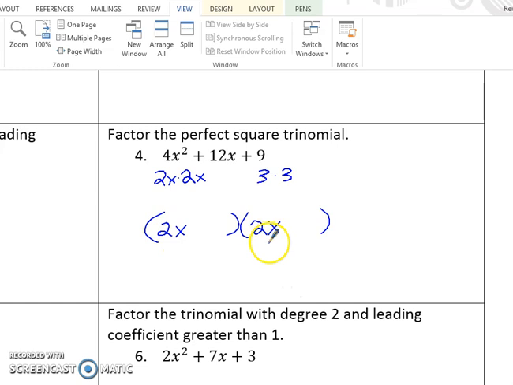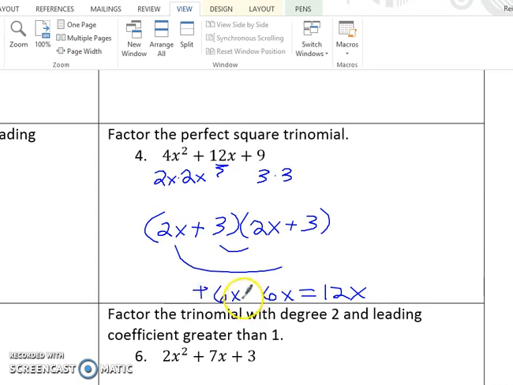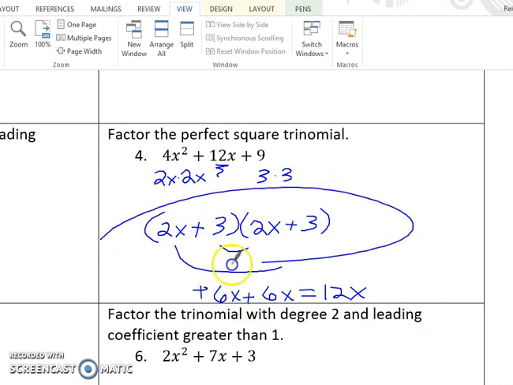2x times 2x is 4x squared. 3 times 3 is 9. We need pluses here and here to give us the plus 12. The outer 2 and the inner 2 combine to give us a 6x and 6x, which would give us a 12x in the end. This is our factored form.